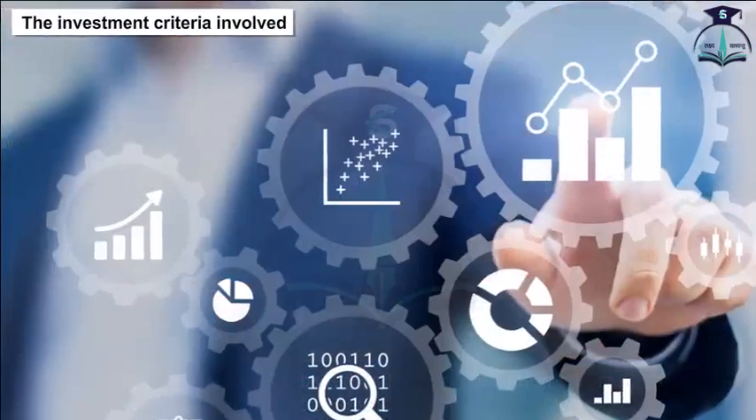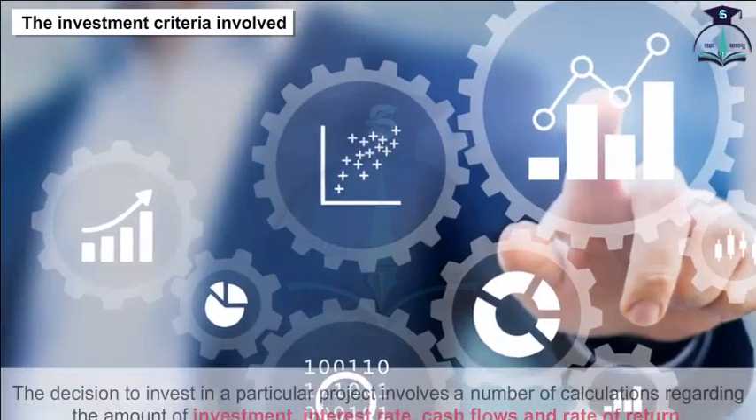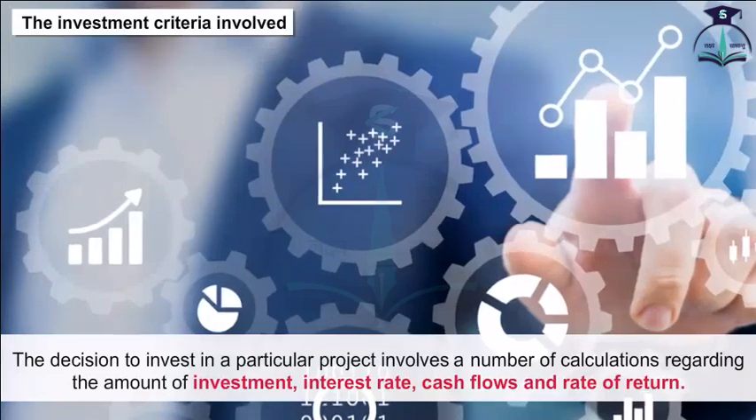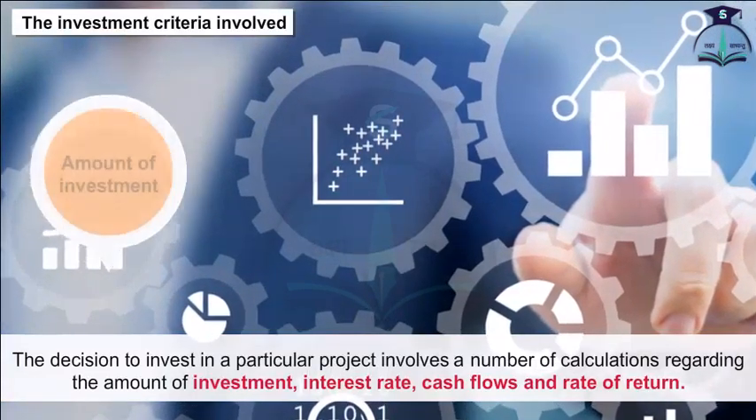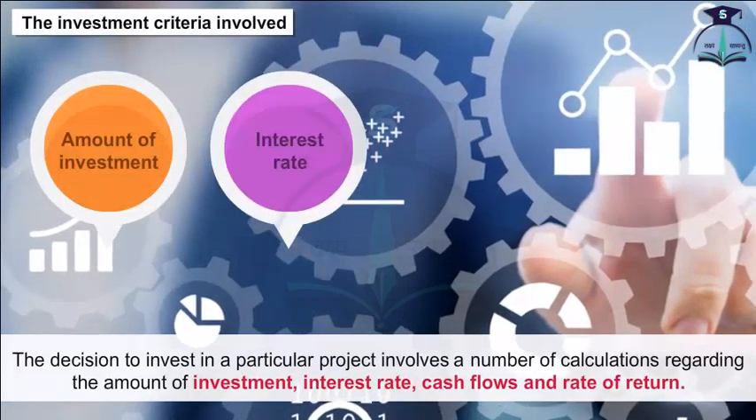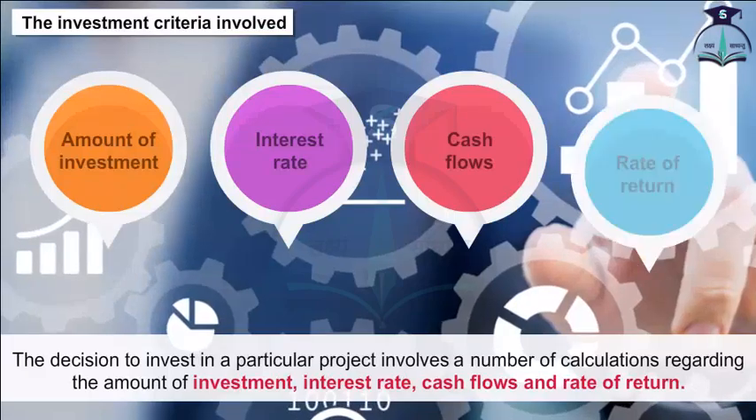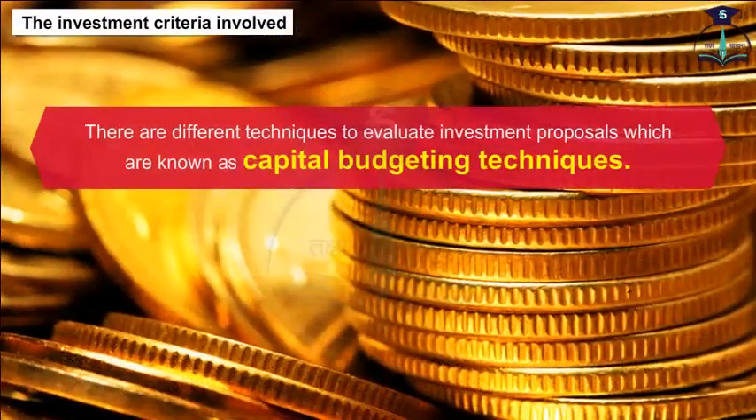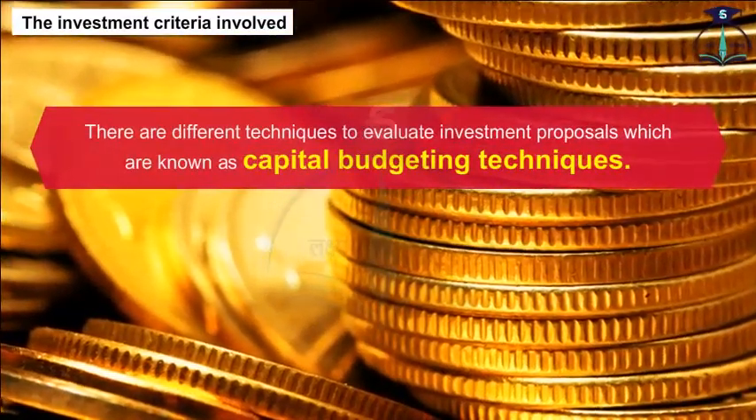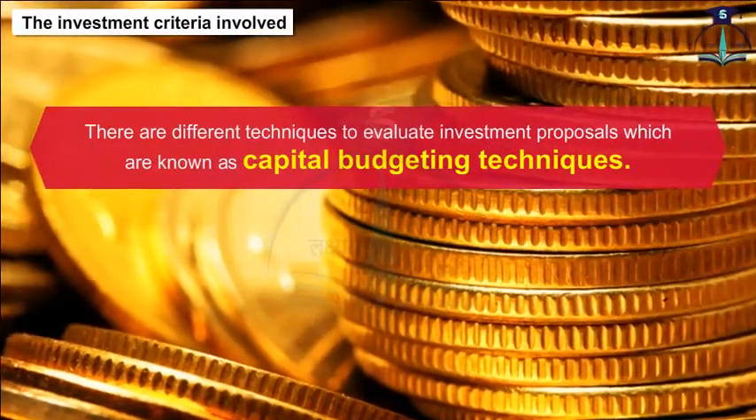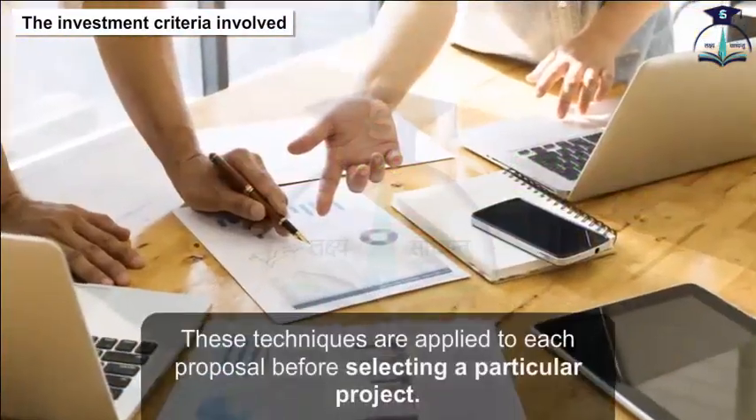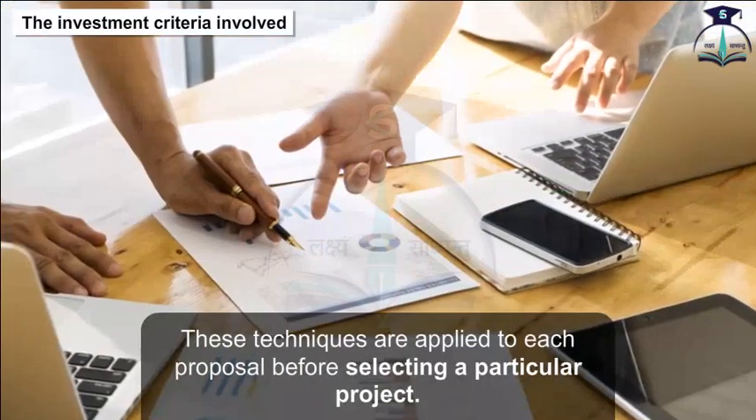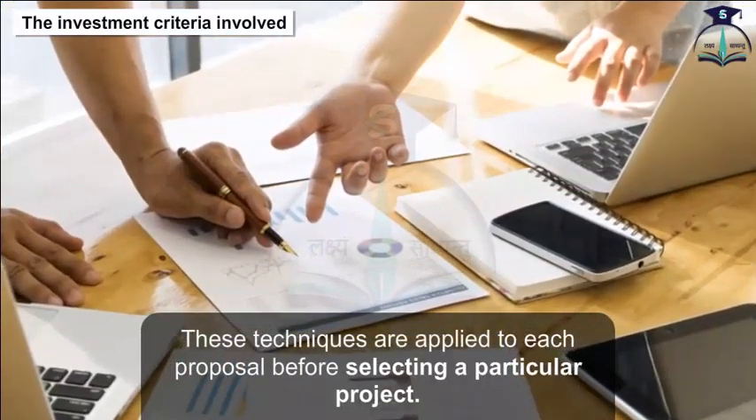The investment criteria involved. The decision to invest in a particular project involves a number of calculations regarding the amount of investment, interest rate, cash flows, and rate of return. There are different techniques to evaluate investment proposals which are known as capital budgeting techniques. These techniques are applied to each proposal before selecting a particular project.